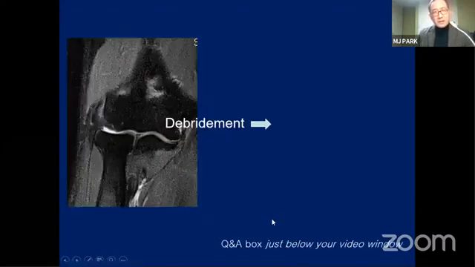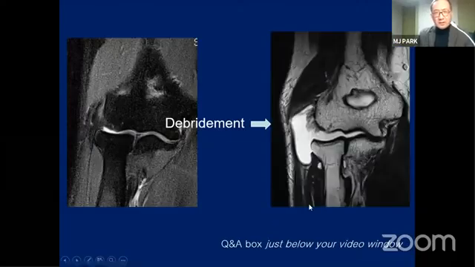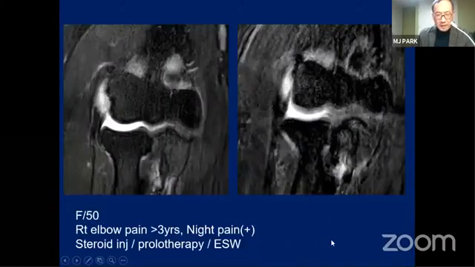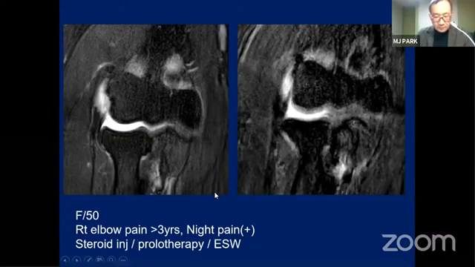Or sometimes, after the debridement, as a complication, total rupture can occur because of excessive removal of the tissue. So I always check the MRI before the operation, and frequently I find ligament insufficiency ranging from partial injury to total rupture. So if you are suspicious about ligament injury, you had better choose the open surgery to assess the ligament status.